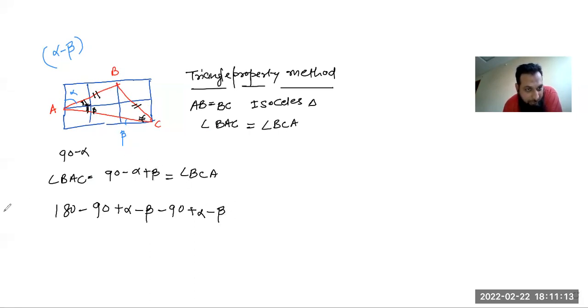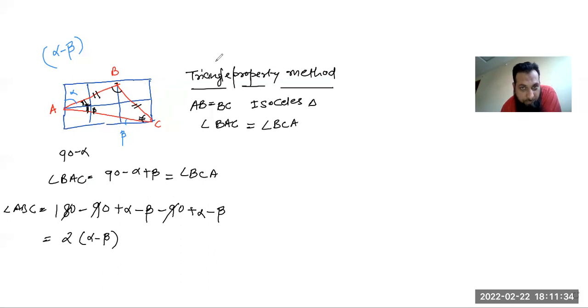So we are finding angle ABC. Actually we are trying to find out this angle. So this is equal to, all this will cancel out. So we have 2 times alpha minus beta. This is this angle. Now there is another way of finding this angle.